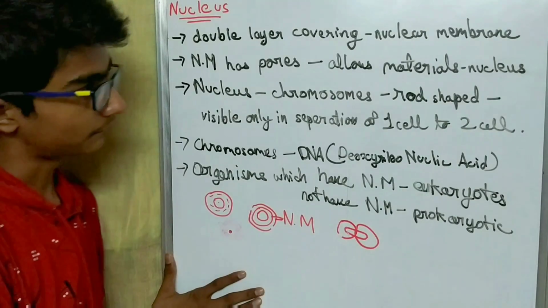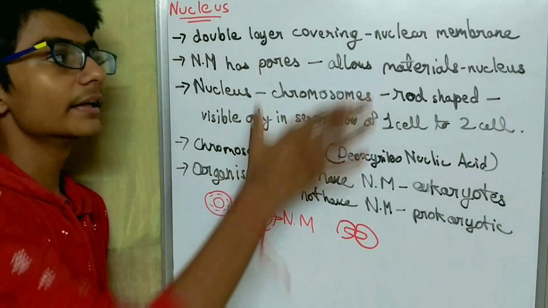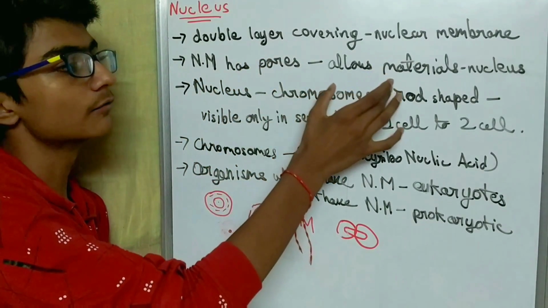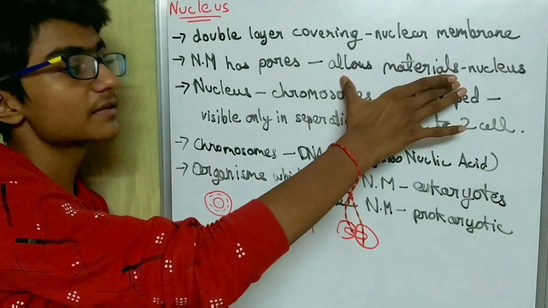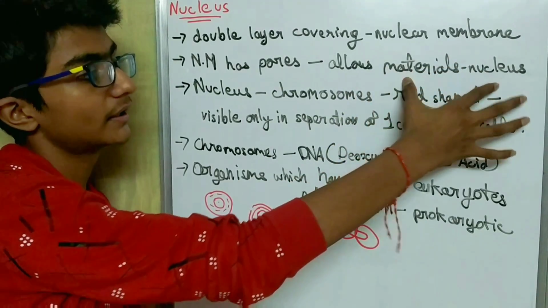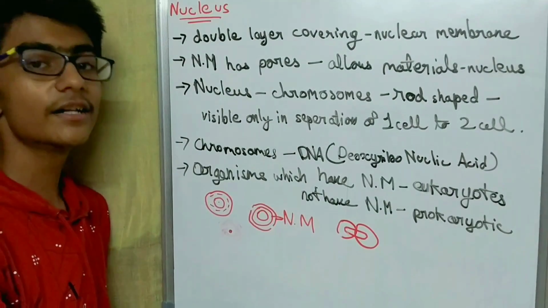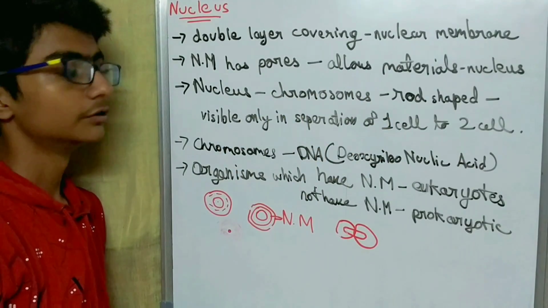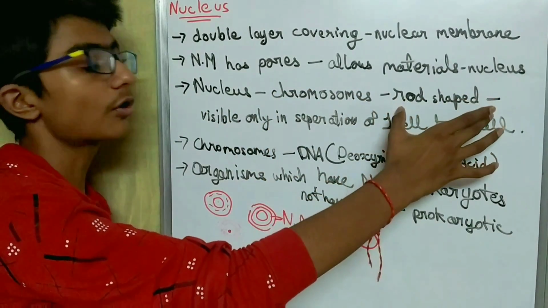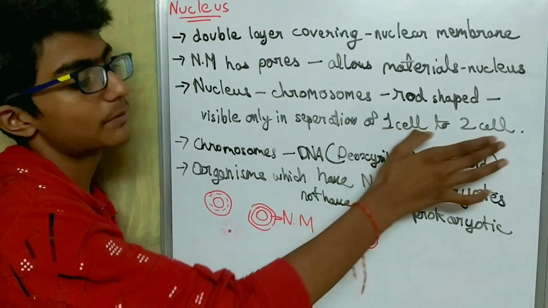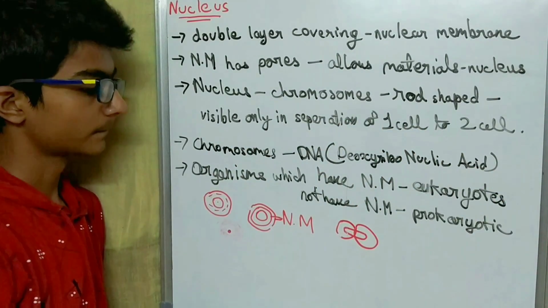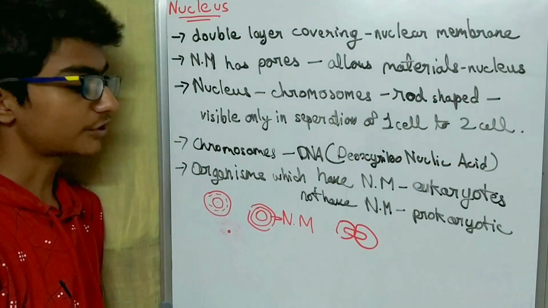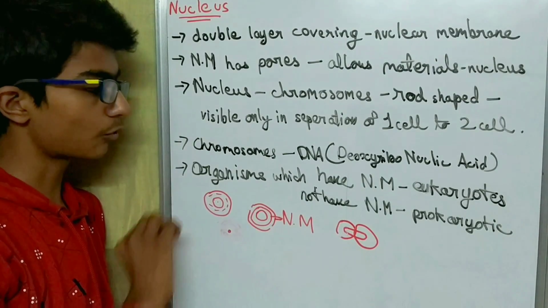So let me repeat it in a fast way. Nucleus has a double layer covering called nuclear membrane. Nuclear membrane has pores in it which permit the entry and exit of some materials in the nucleus, those which are needed and also some which are not needed. Now nucleus has chromosomes in it which are rod shaped and only visible in the separation of one cell into two cells. Now chromosomes have DNA, deoxyribonucleic acid, in them.